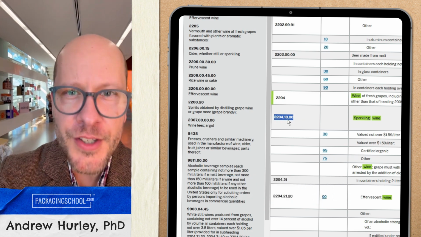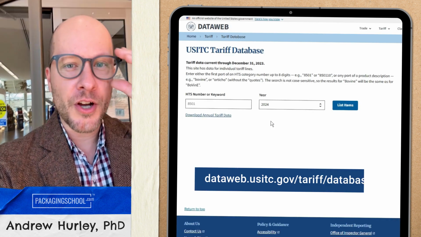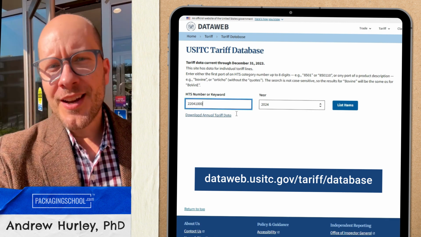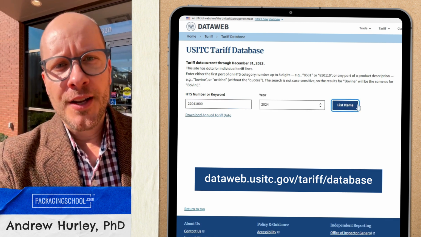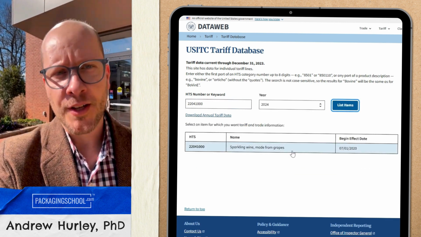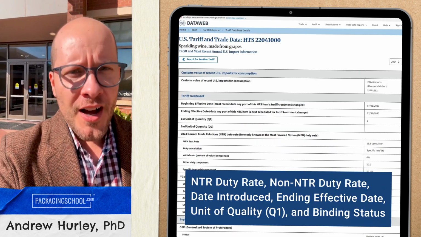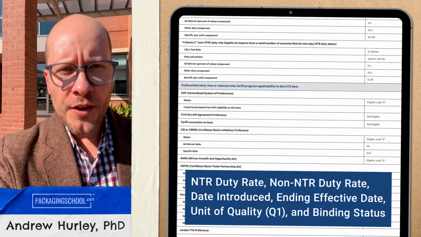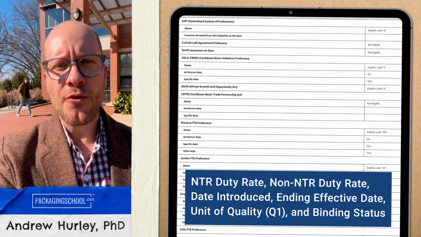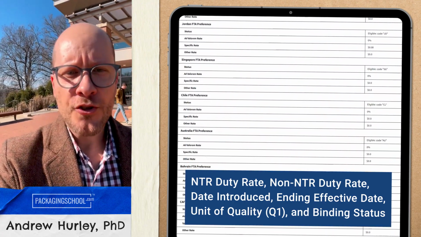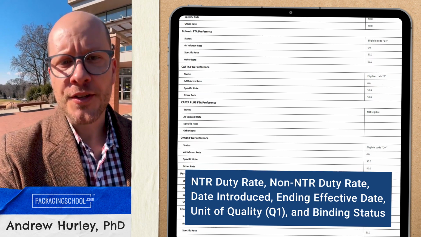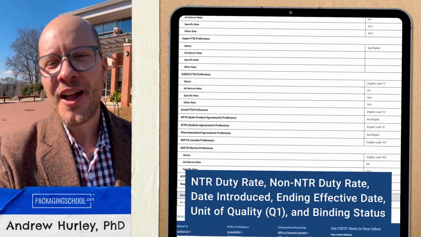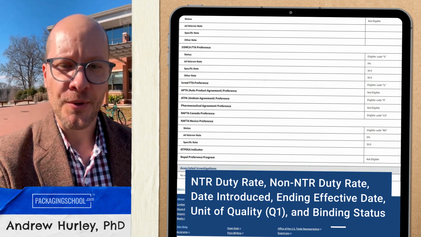Next, you'll need to insert that 8-digit code into the United States International Trade Commission, or USITC, tariff database, and make note of the following information: the NTR duty rate, the non-NTR duty rate, the date introduced, the ending effective date, the unit of quantity, and the binding status. With this information in hand, you can understand how much you're paying in tariffs and then compare this to domestic suppliers who are not assessed a tariff. Now, I'll hand it over to Nick to go through some examples.